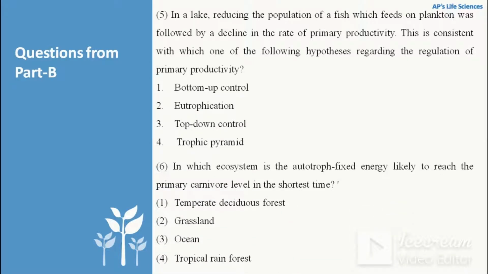In which ecosystem is the autotroph-fixed energy likely to reach the primary carnivore level in the shortest time? As in aquatic ecosystem, the energy transfer is fastest, so it reaches the top carnivores or primary carnivores in the shortest time. So 1, 2 and 4 are terrestrial ecosystems, whereas 3 is an aquatic ecosystem. So option 3 is the correct one.